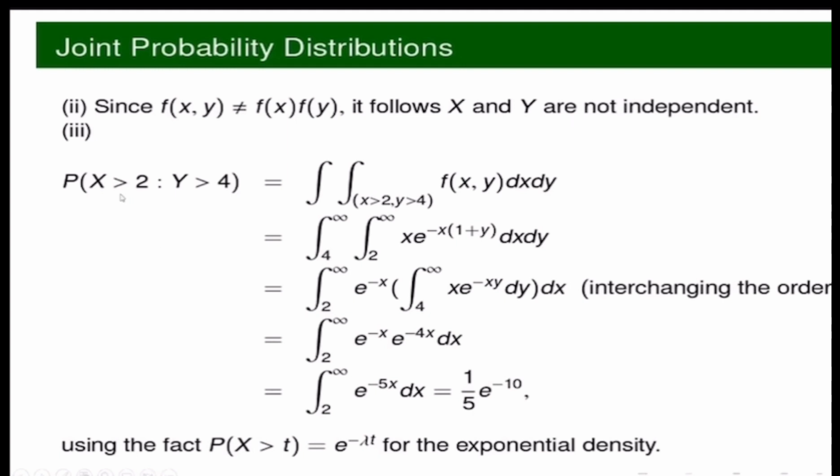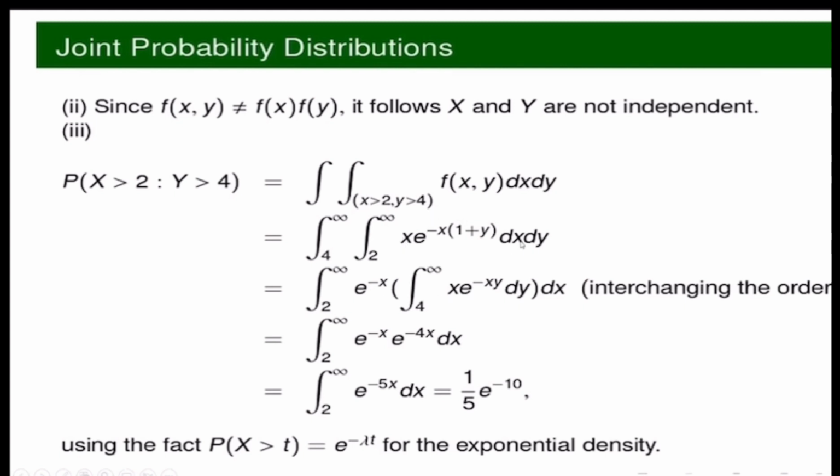Now, the last question: I want to find the probability of x greater than 2, given that y greater than 4. Of course, since this is a joint, x is going to go from 2 to infinity, and y is going to go from 4 to infinity. That's what you see here. And we're going to use the joint function that you are given. So you can do that one at a time.